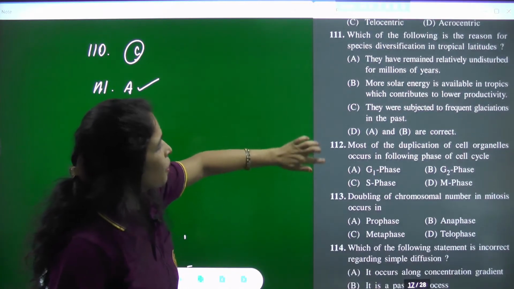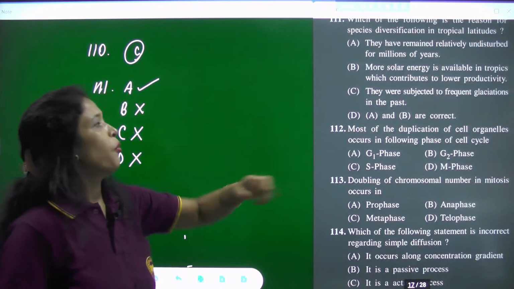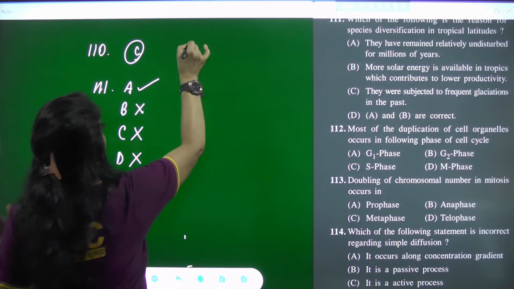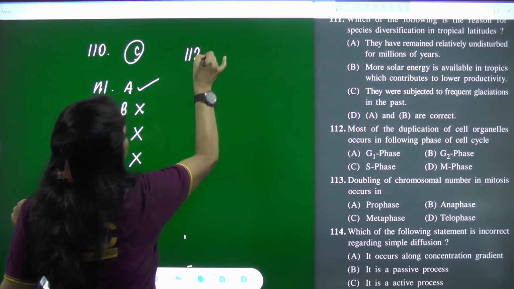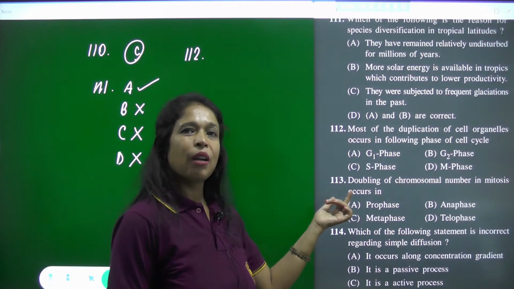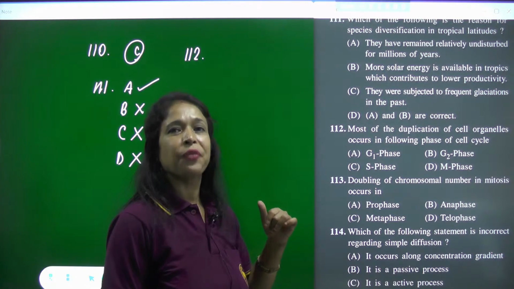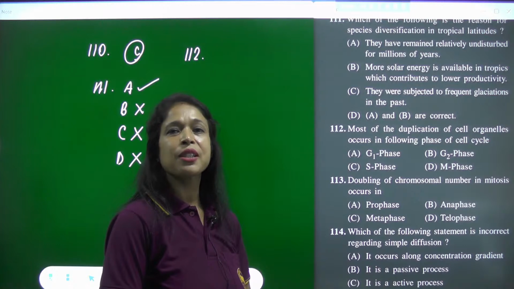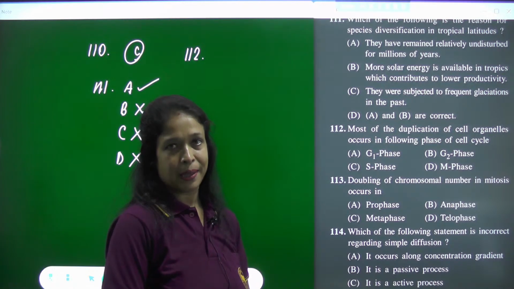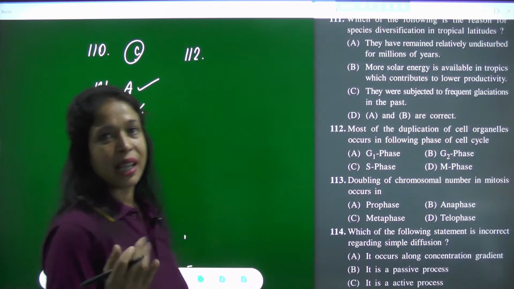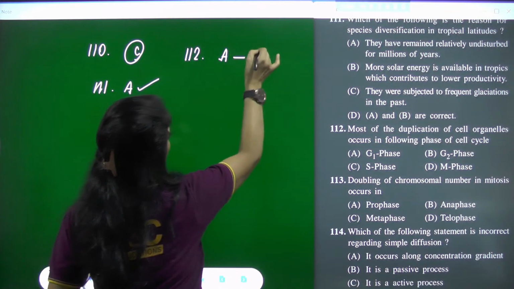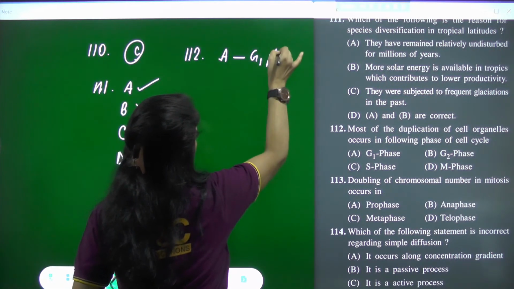Most of the duplication of cell organelles occurs in which phase of the cell cycle? Such simple questions, students. Hope you have scored full marks. Maximum cell organelle duplication occurs in which phase? This is the first phase of interphase, that is G1, the first growth phase. Most of the cell organelle duplication will occur here. So option A will be correct, G1 phase.